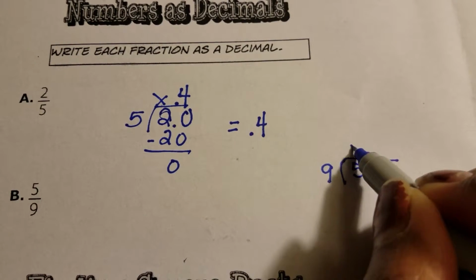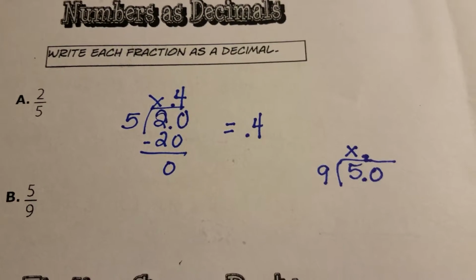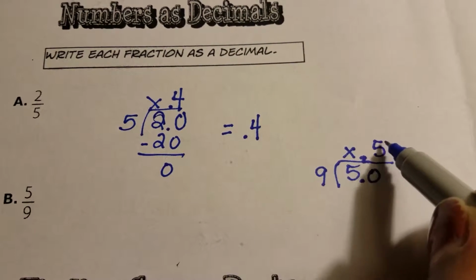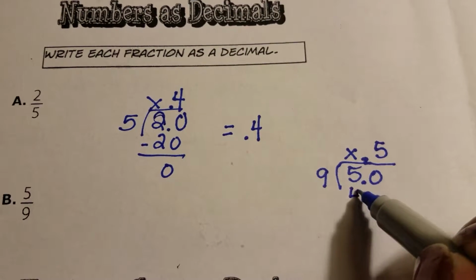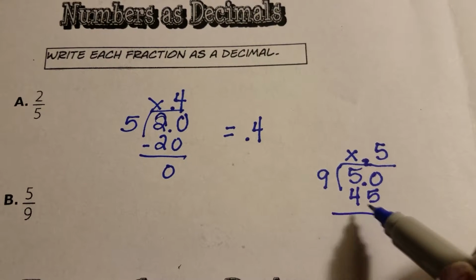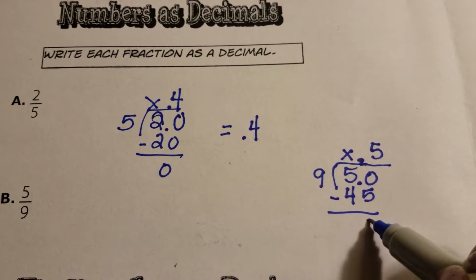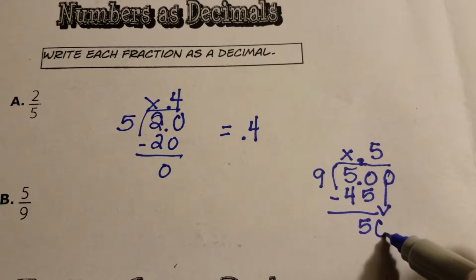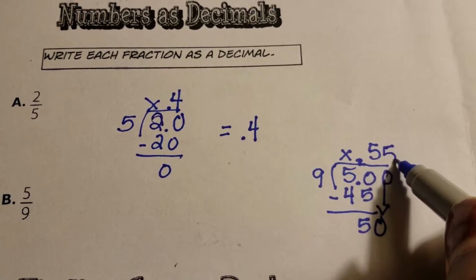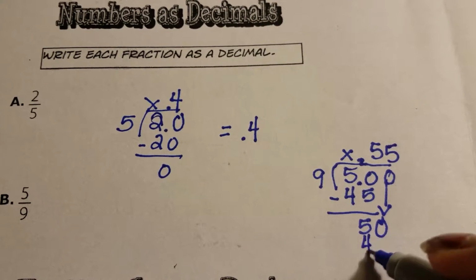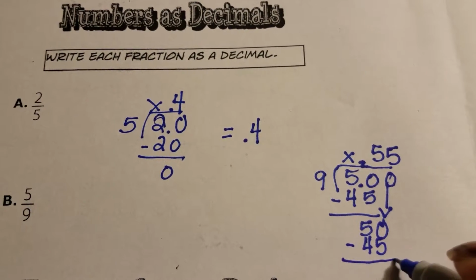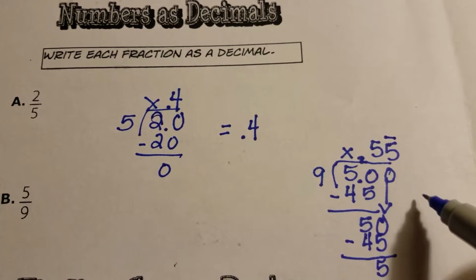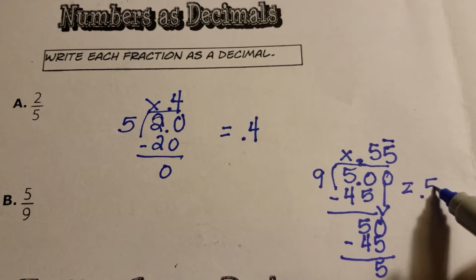The 9 cannot go into the 5, but it can go into the 50, and it goes into that 5 times. So 5 times 9 would give me 45. Subtract. I would get 5. I need to add a decimal. I'm going to bring down a 0. It looks like this one here is going to be a what? This is going to be a repeating. So that's going to be 0.55 repeating.